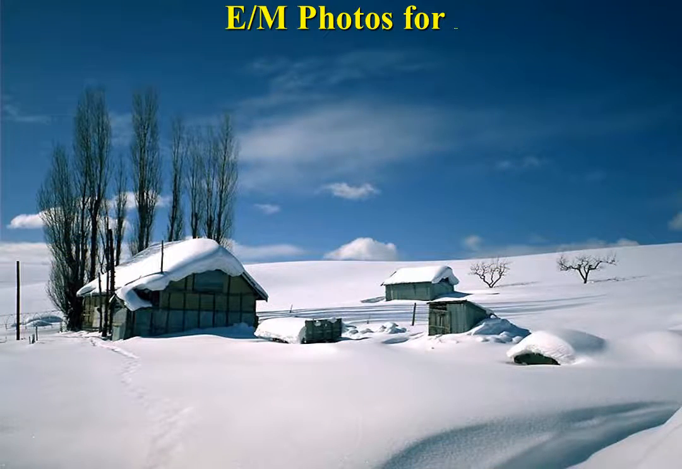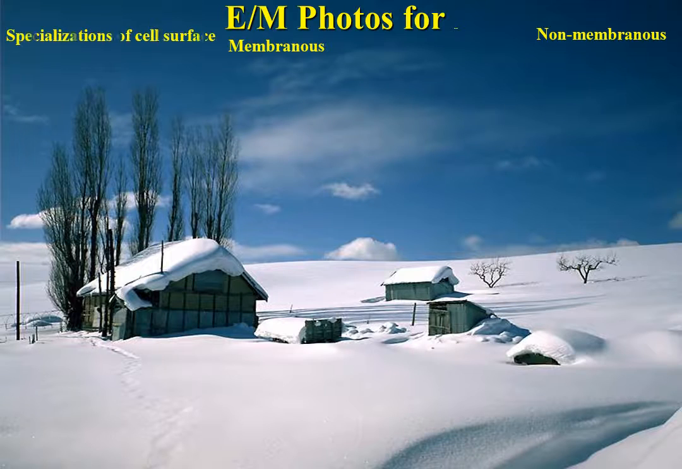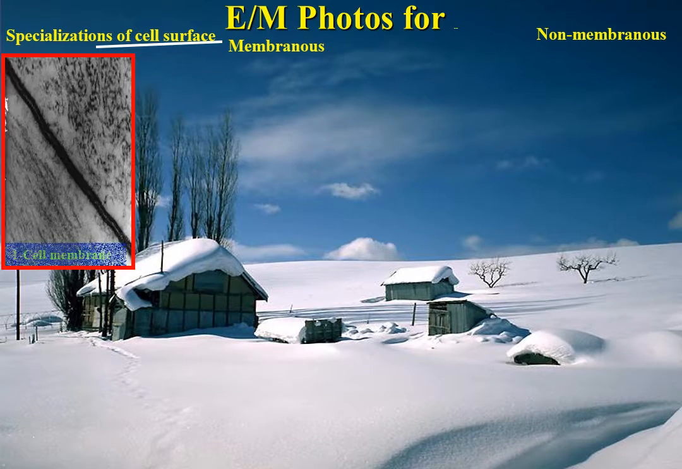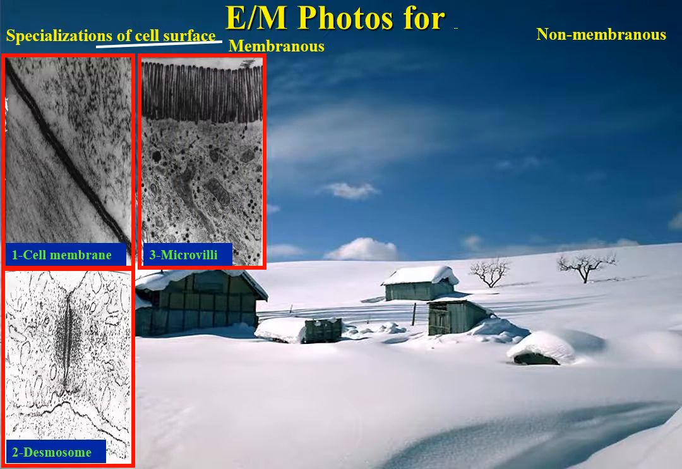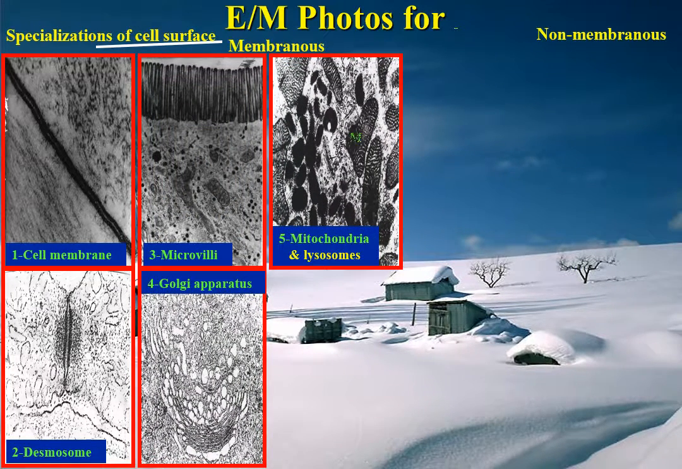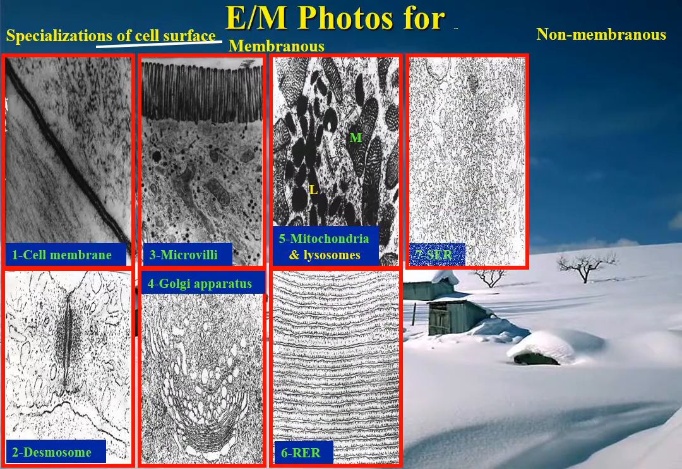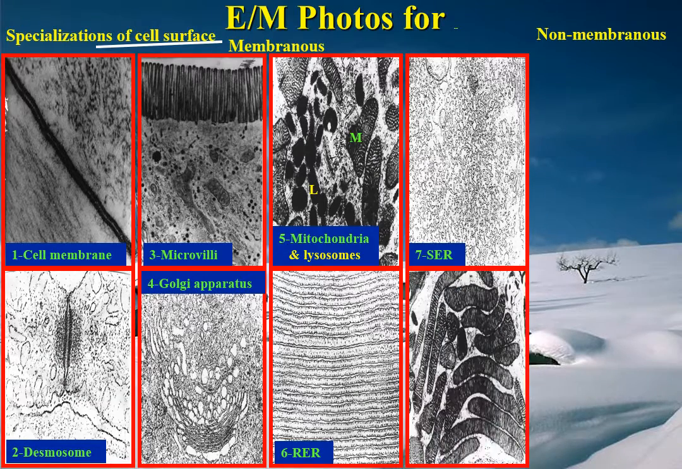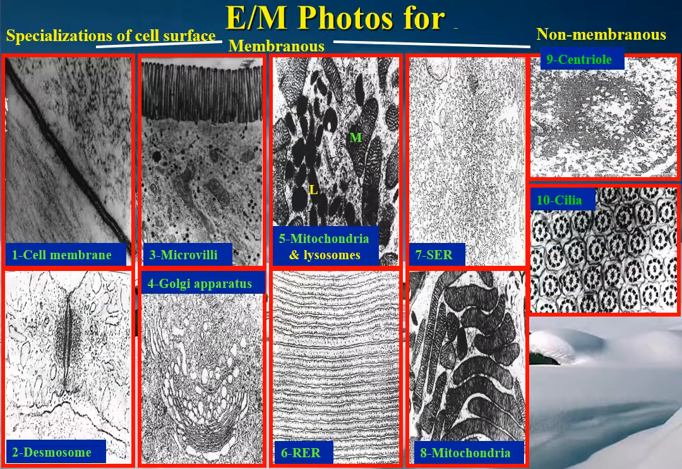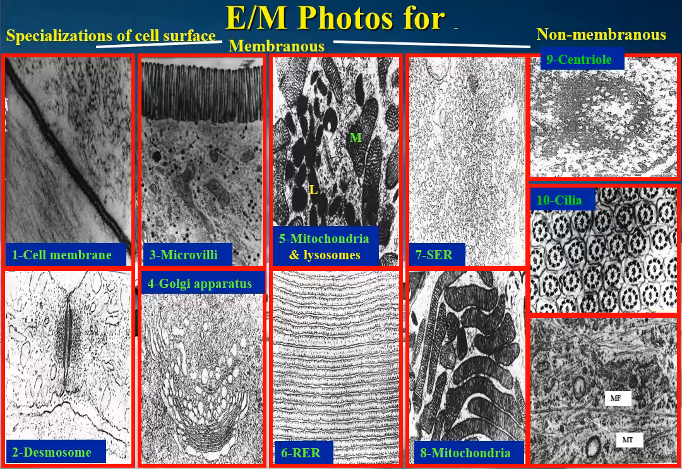Electron micrograph photos for some examples of membranous and non-membranous cell organelles and specializations of the cell surface. Membranous organelles and specializations of the cell surface: cell membrane, desmosome, microvilli, Golgi apparatus, mitochondria, and lysosomes, rough endoplasmic reticulum, smooth endoplasmic reticulum, mitochondria. Non-membranous organelles are centriole, cilia, microtubules and microfilaments.